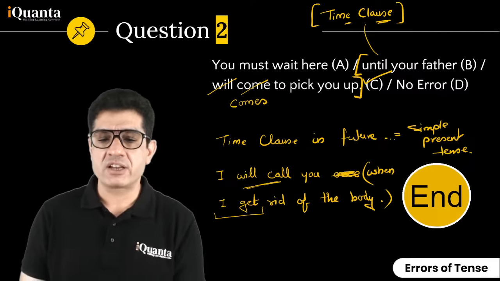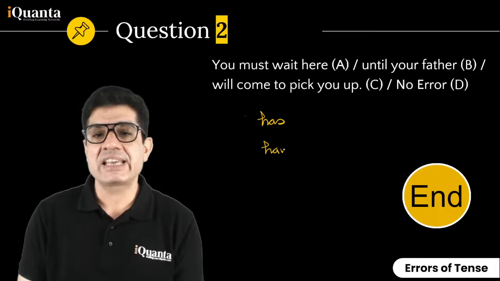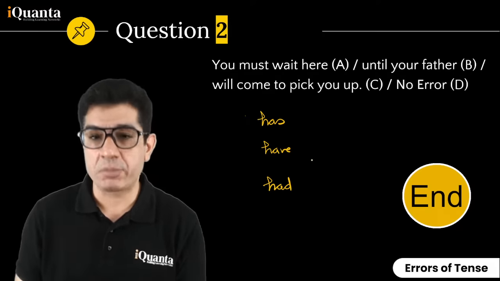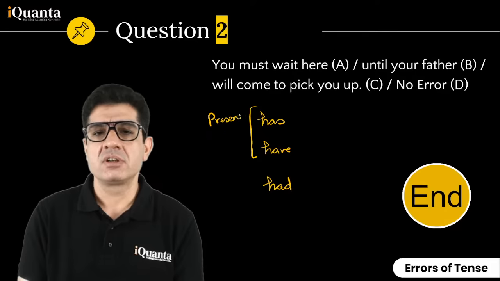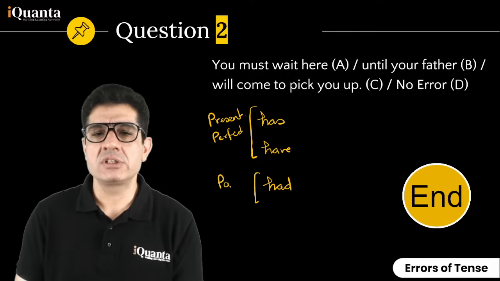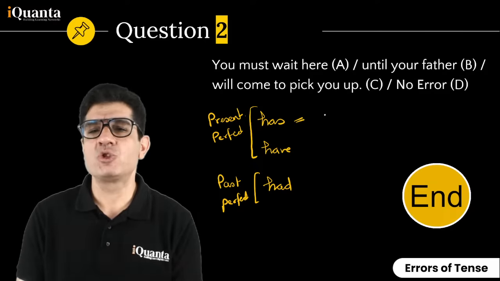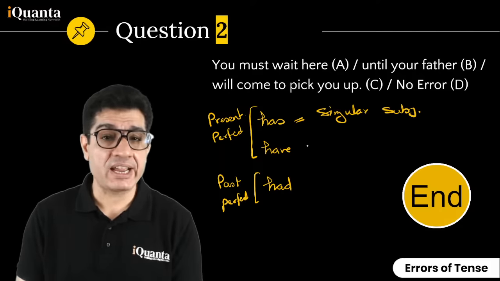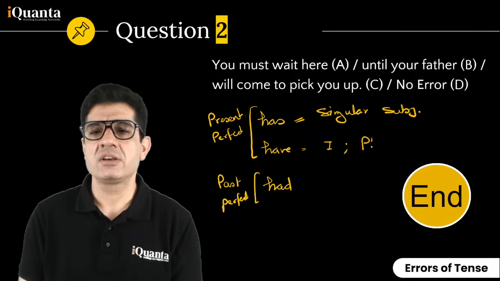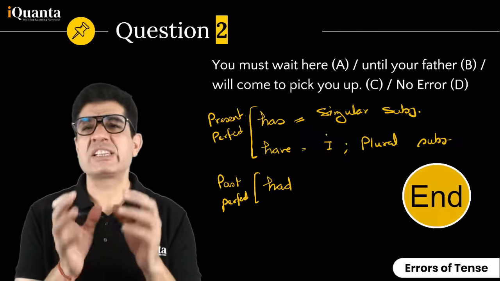Okay, now to take up Vishakha's question, when do we use has, have, and had? Okay, so when you use has, have, and had, you can use them as a helping verb. When you use them as a helping verb, has and have are used in present perfect tense, and had is used in past perfect tense. Has is used with singular subjects except for I, and have is used with I along with plural subjects. There you go.